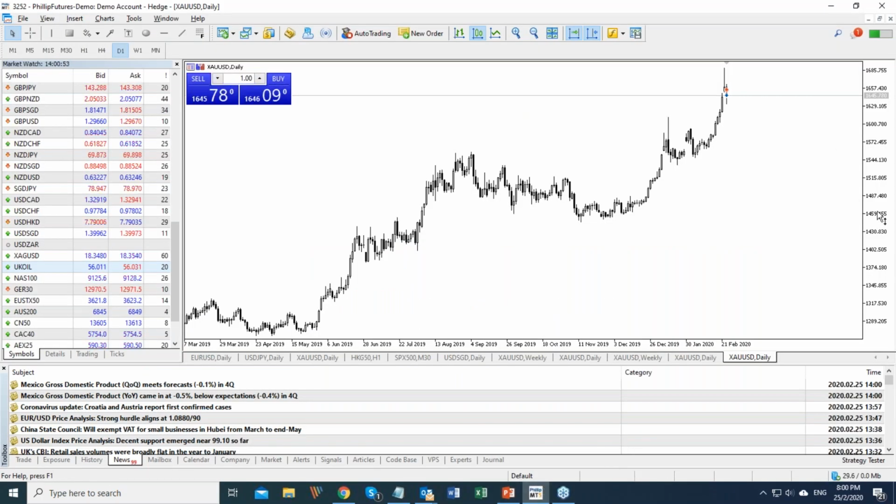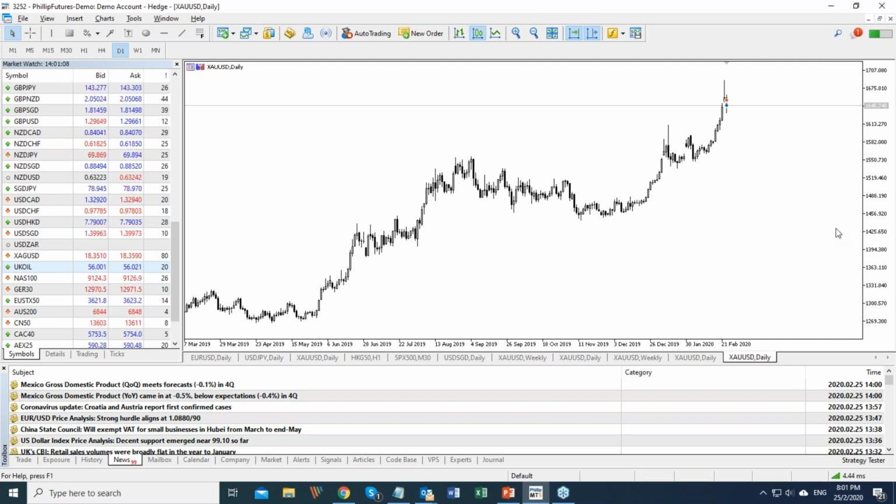Now, so this is the gold daily, right? This is the Phillip MT5 platform. It is extremely intuitive to use. In just a couple of seconds, if you allow me, I'm going to show you why that is so. So very quickly, I want to establish the trend, right? So let's say I'm looking at a daily time frame. I want to trade on a daily time frame.